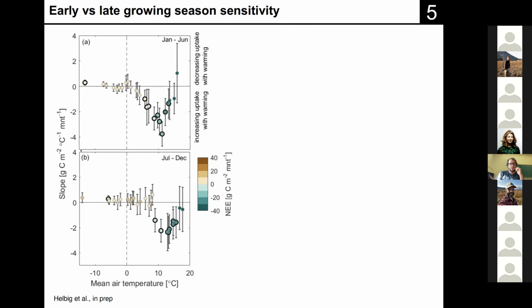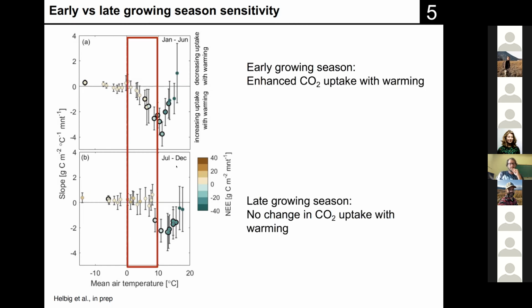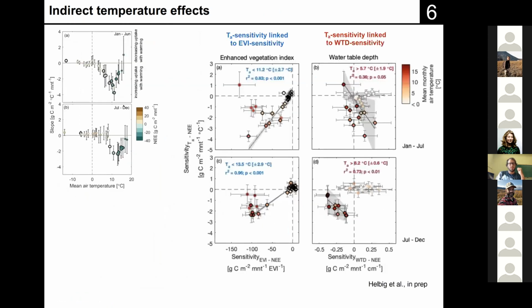And then if you look at the same pattern in the second half of the year, so that would be late growing season, fall and early winter, you see a fairly similar pattern. But if you zoom into the late growing season and compare it to the same temperature in the early growing season, you see that in the fall or late growing season, we really have no change in CO2 uptake with warming, whereas we have enhanced CO2 uptake with warming early in the growing season. So that tells us there is a distinct seasonality in this temperature response of net ecosystem exchange. And that really depends on the season. So there is kind of a hysteresis across the year.